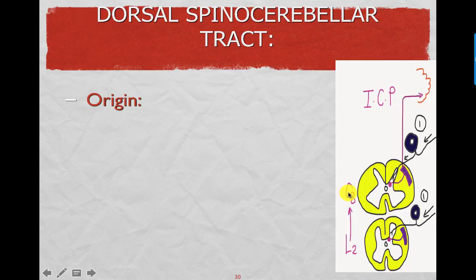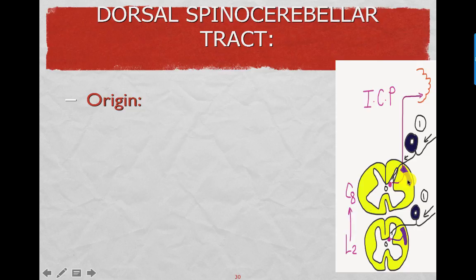It extends from C8 to L2, of course including the thoracic segments. So it is similar to the sympathetic nucleus in the lateral horn, except that it has an extra segment, which is cervical 8. Here this is Clark's nucleus in C8 and this is Clark's nucleus in L2. In between them we also have Clark's nucleus. This nucleus receives these proprioceptive impulses from the large cells in the posterior root ganglia, and the axons pass to the white matter to form the tract called dorsal spinocerebellar.